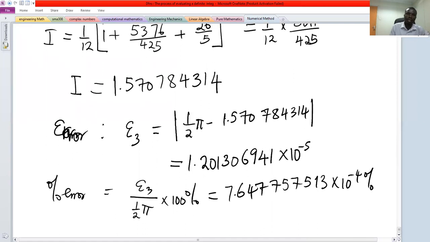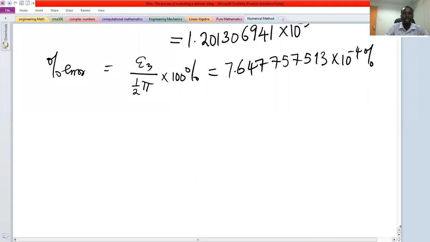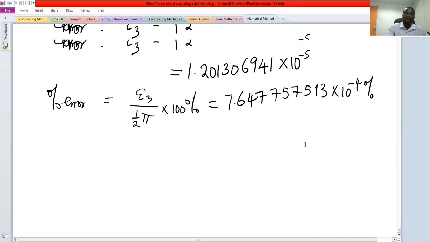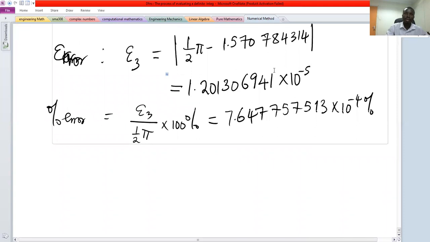So this value is still less than the value we got with the same number of steps for the case of trapezoidal rule. Remember, when n was 8, the error was 5.2 times 10 to the power minus 3, while here we have 1.2 times 10 to the power minus 5. This is smaller than the other one. And then 7.6 times 10 to the power minus 4, and the other one was 3.3 times 10 to the power minus 1. So this still confirms that Simpson's third rule is a better approximation as compared to trapezoidal rule.